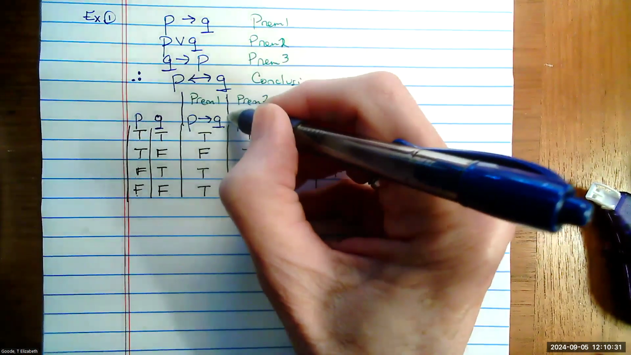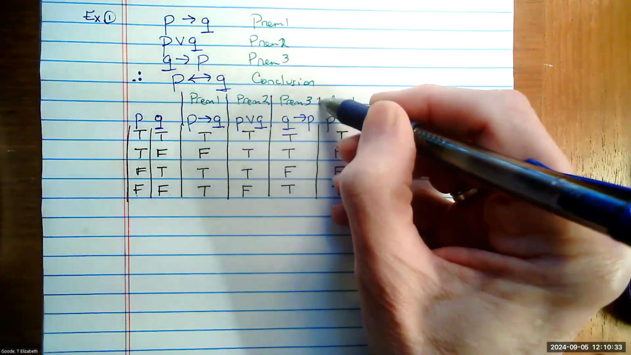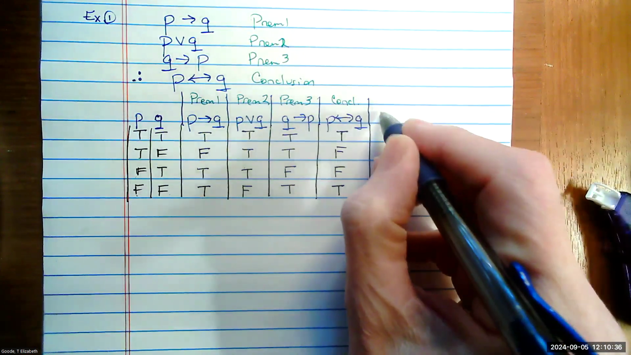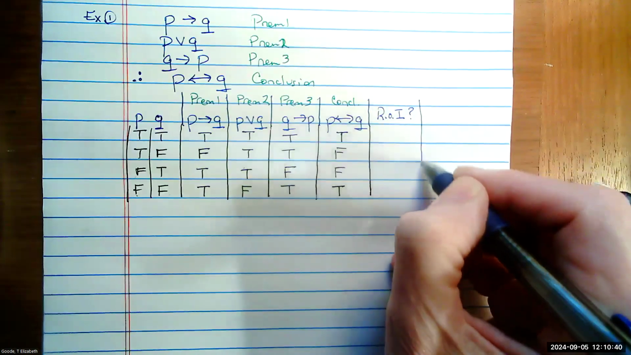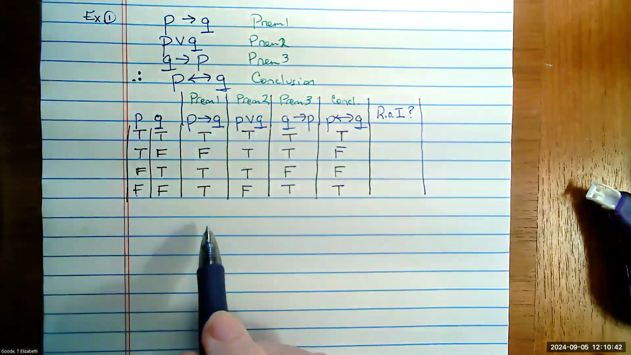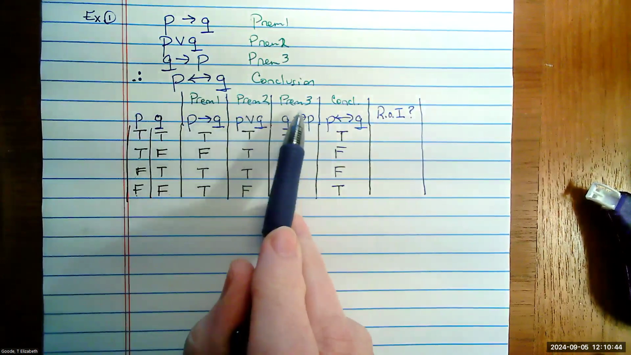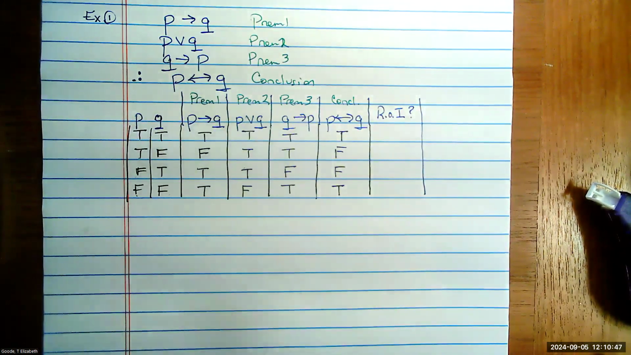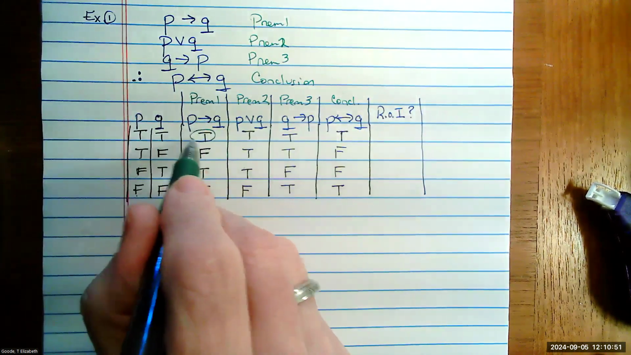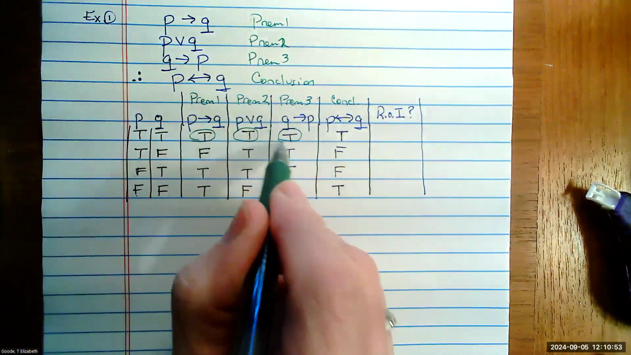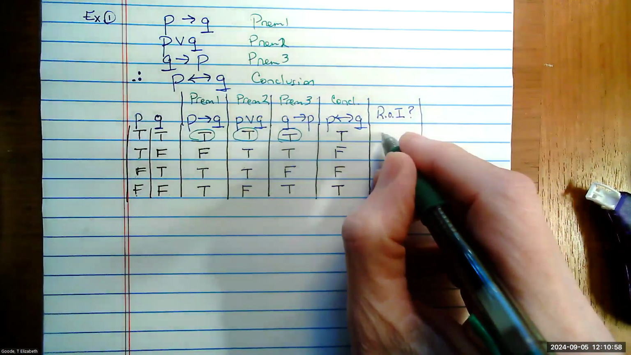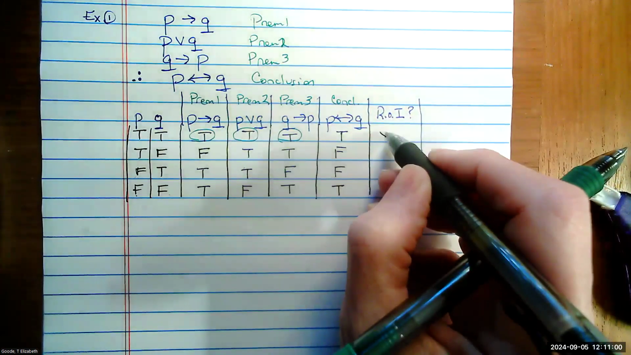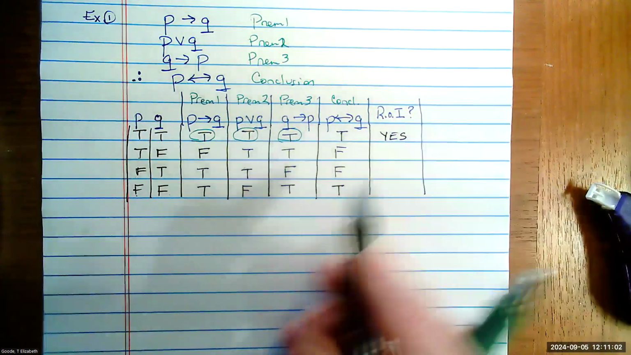Why do we bother to do that? Because the next step is identifying rows of interest. When we try to identify rows of interest, we are looking in the premise columns. We're looking for rows where all 3 premises are true. Well, in row 1, all 3 premises are true. We're not looking at the conclusion. We're only looking at the premises in step 2.